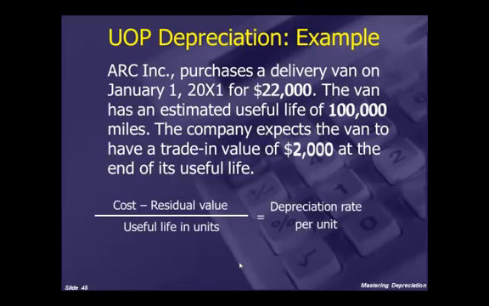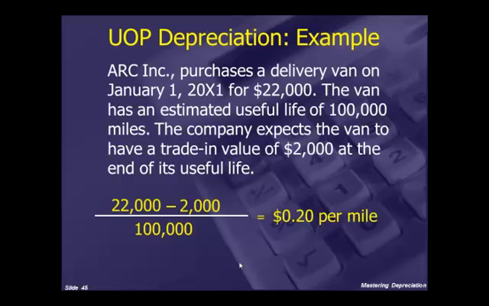There's our formula. We're going to substitute in. Cost is $22,000. Residual value is $2,000, leaving us a depreciable base of $20,000. The expected useful life in miles is 100,000, so we're taking 20,000 divided by 100,000, and that will yield 20 cents per mile.